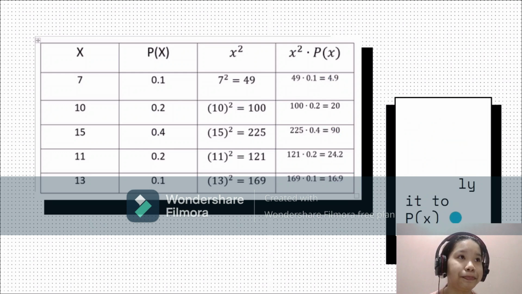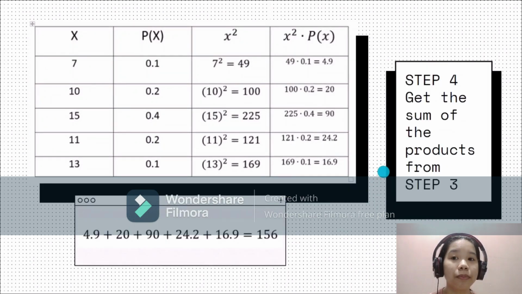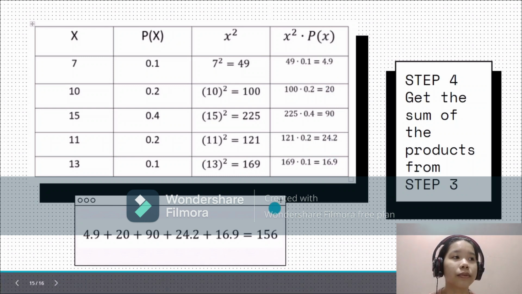So next, step 4 is to get the sum of the products from step 3. So after multiplying the square of the random variable to the probability, we're going to add all of those products. So 4.9 plus 20 plus 90 plus 24.2 plus 6.9 equals 1.6.